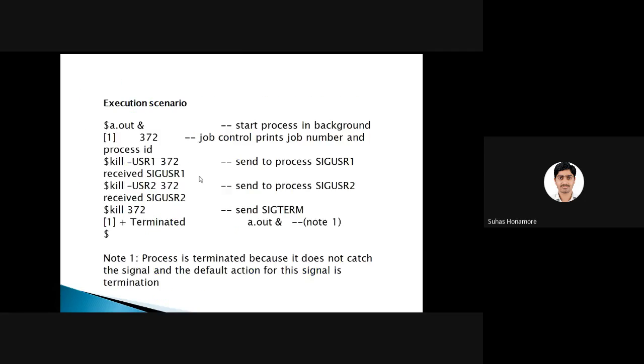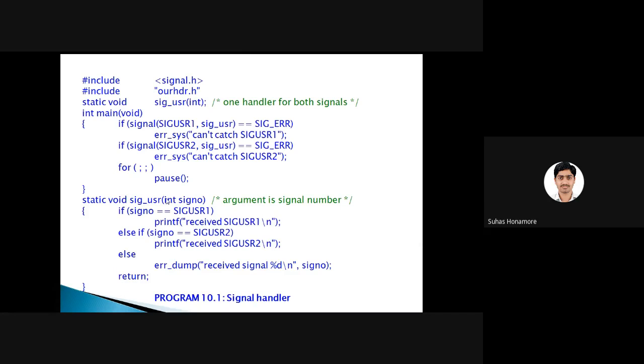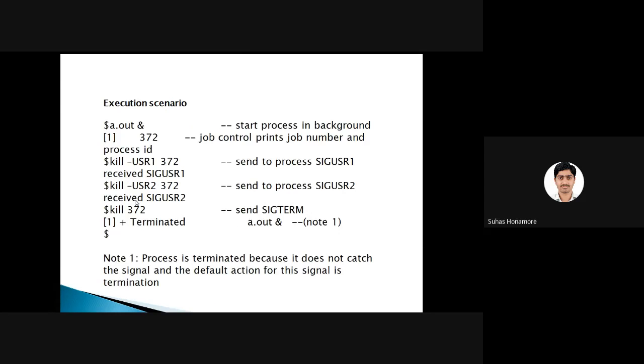Now the second argument we will pass, that is user sig2, for the same process id. So again this signal handler will run, it will match with this one, and this printf statement will print it, that is received user sig2.